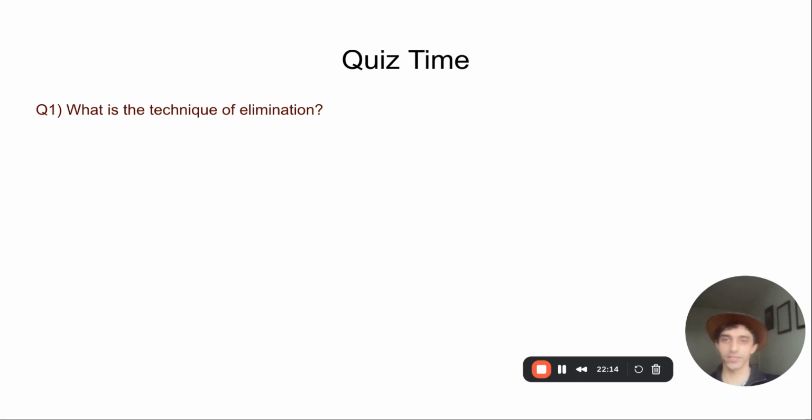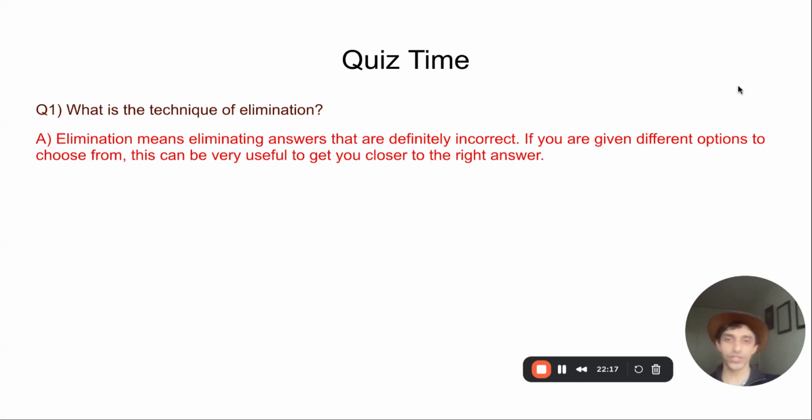Okay, I'm going to reveal the answer to this now. So elimination is basically eliminating answers which are definitely incorrect. So if you're given different options to choose from, even if you're not sure what the correct answer is, you can rule out answers that you know are not correct. And this can, of course, be really useful to get you closer to the right answer.